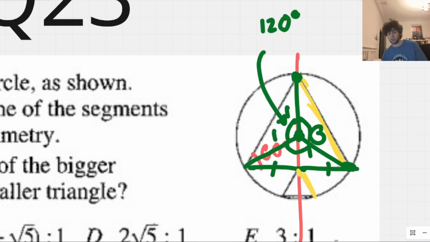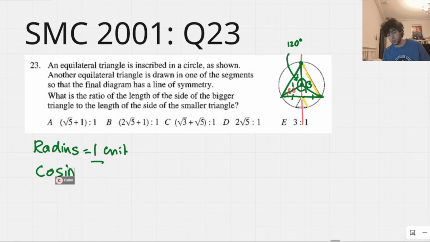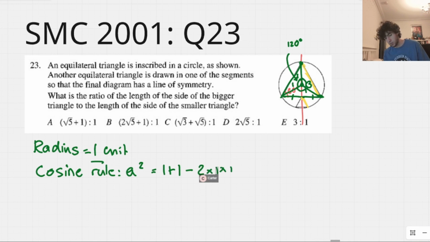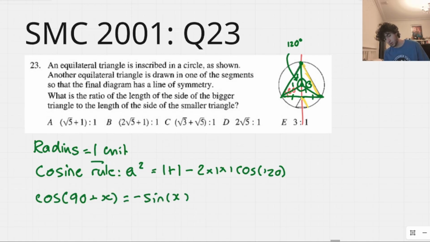So now it's very easy for us to figure out the side length of the equilateral triangle by just using the cosine rule. Using the cosine rule, what we get is that a squared is equal to b squared plus c squared minus 2bc cosine 120. Now remember, a very important rule is that cosine of 90 plus x is minus sine x. This is just an important rule to remember. In this case, x is 30, so cosine of 120 is minus sine of 30. So a squared is effectively equal to 2 minus 2 times minus sine of 30.